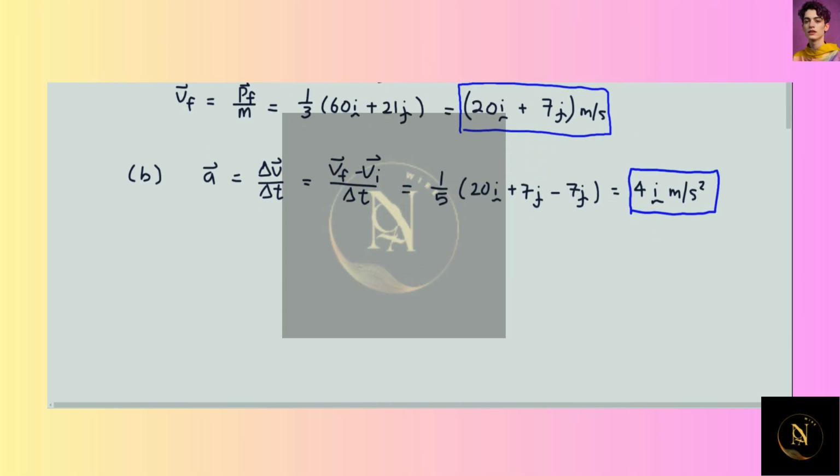Then in part C, we want to calculate the acceleration using Newton's second law. So a is the summation of forces divided by mass. This is equal to 12i divided by 3, and this is 4i meters per second squared. So this is the answer for part C.